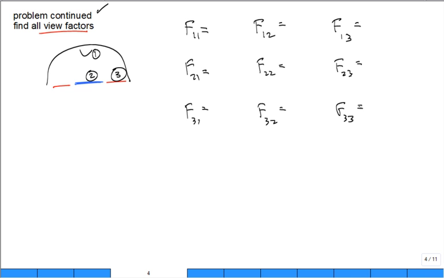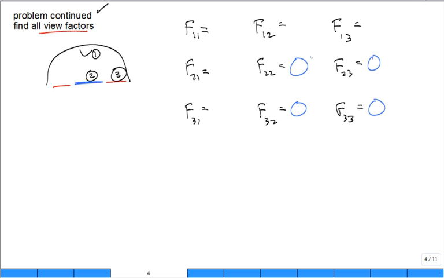How many of these are equal to 0 for this? Okay, 2 to 3 is equal to 0. 3 to 3 is equal to 0. 3 to 2 is 0, and 2 to 2 is 0. Is there anything else that's 0?